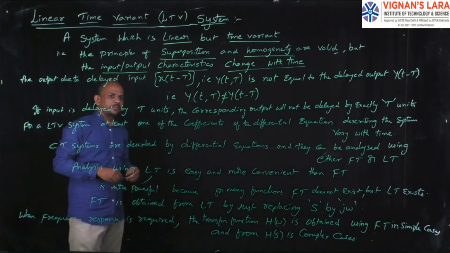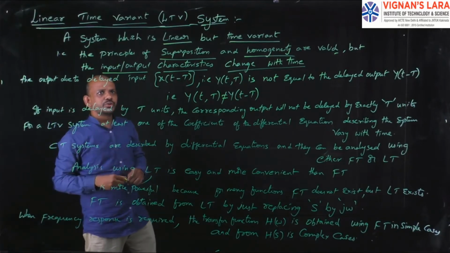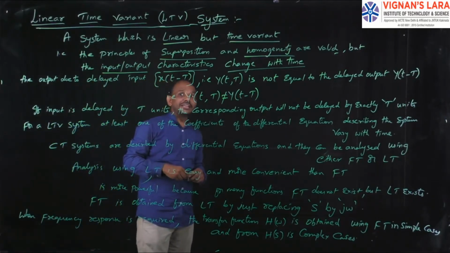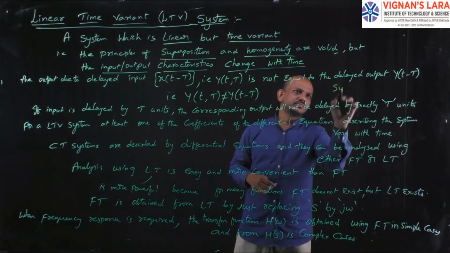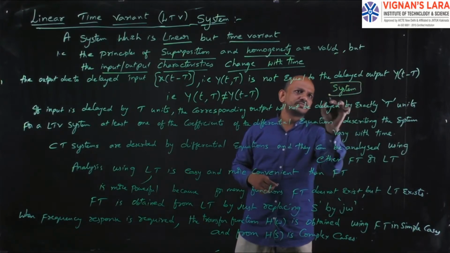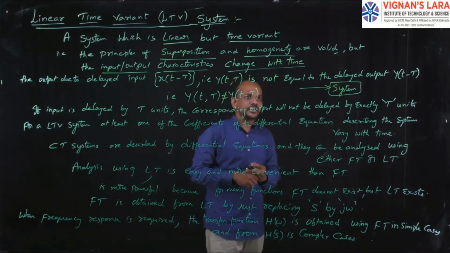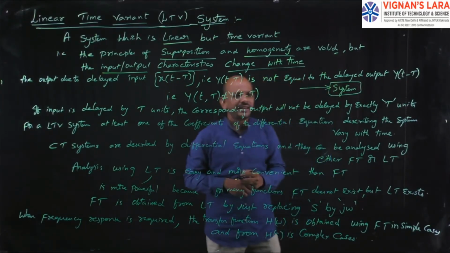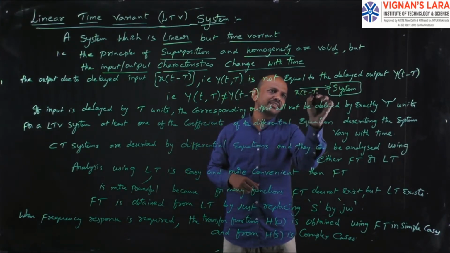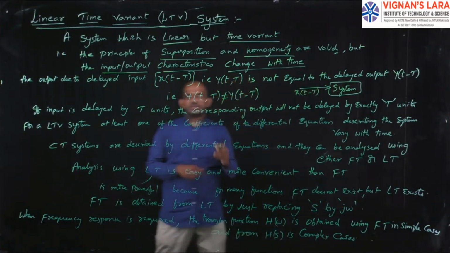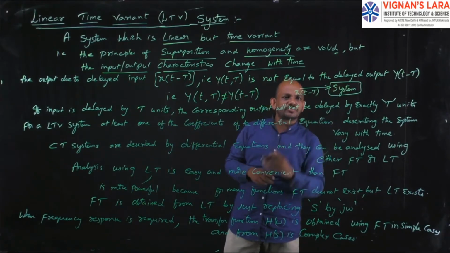How can we represent it in the form of an equation? Simply let us consider the output due to delayed input. Let us consider there is a system. For this system, I am giving the input as delayed input. x of t is the input, delayed by capital T units, so I can write that as x of small t minus capital T. This is the input for the system.